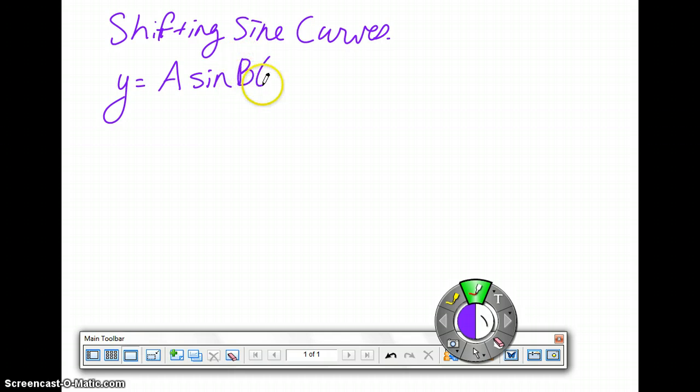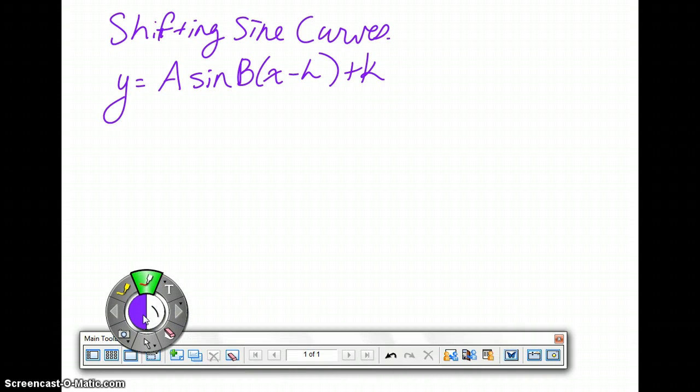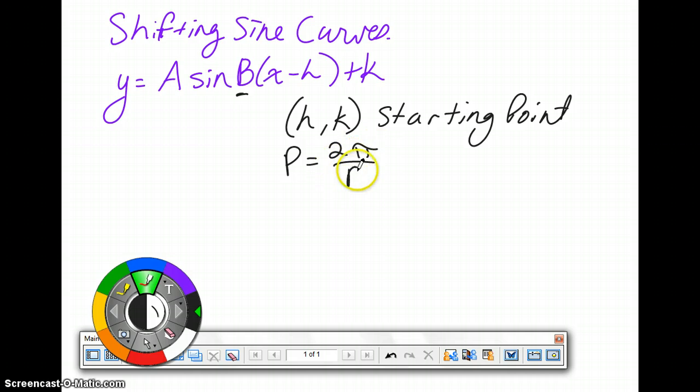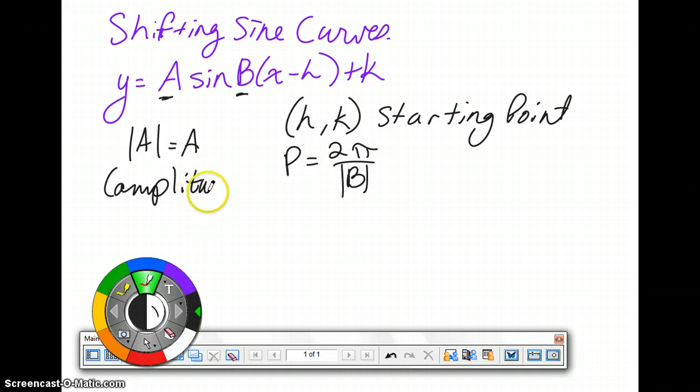It could be b times x minus h plus k, which for that, everything works the same way that our conic sections did. H and k then are going to be your starting point. And then from there, we use b to find our period. So our period still equals 2 pi over the absolute value of b. And then a is still our amplitude. And so everything else that we do is exactly like we did a few minutes ago with the graphing basic sine functions. Here we're just shifting them off of the origin or off of the y-axis.